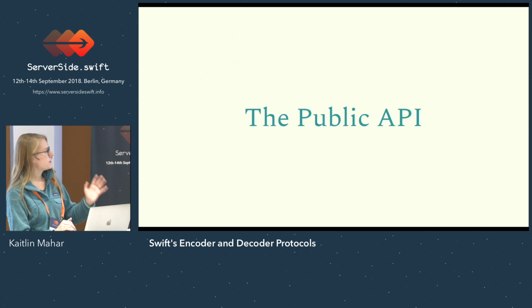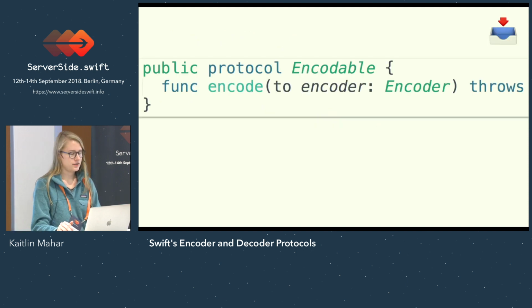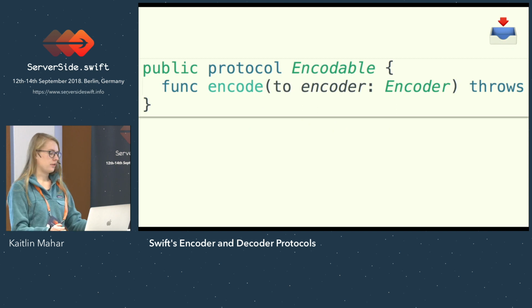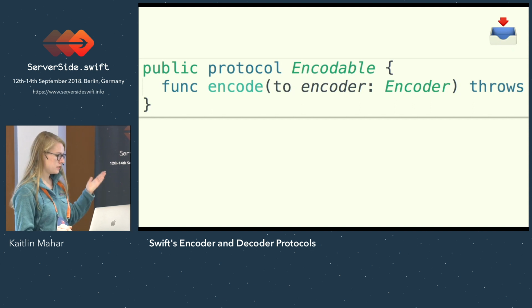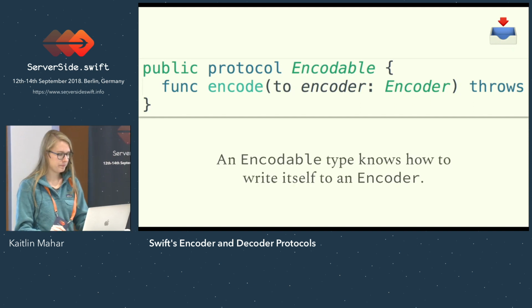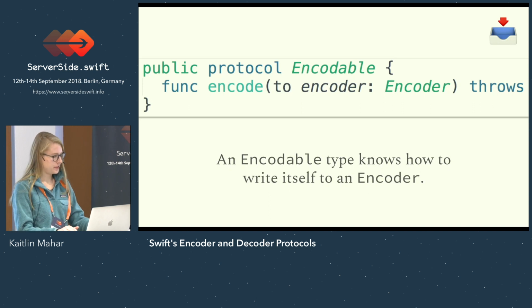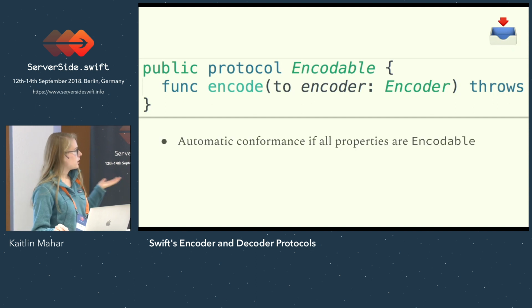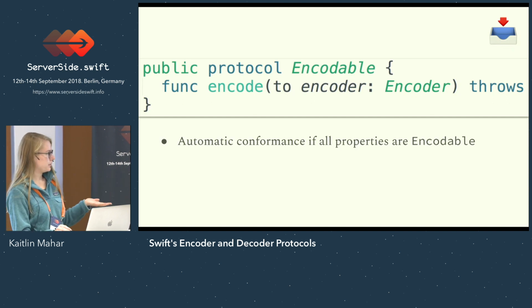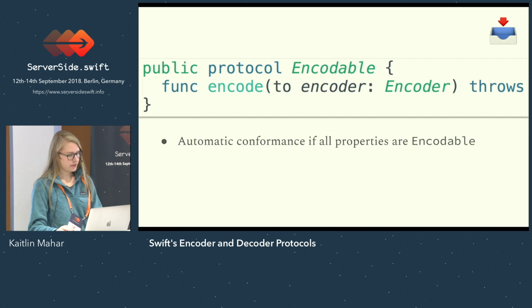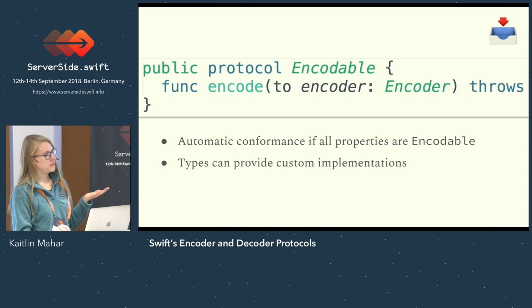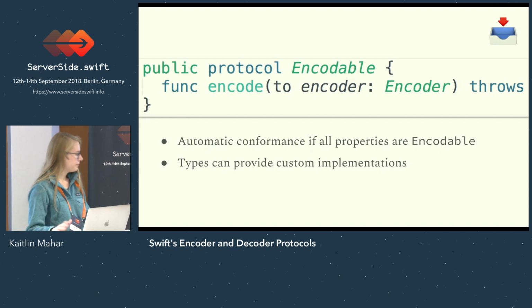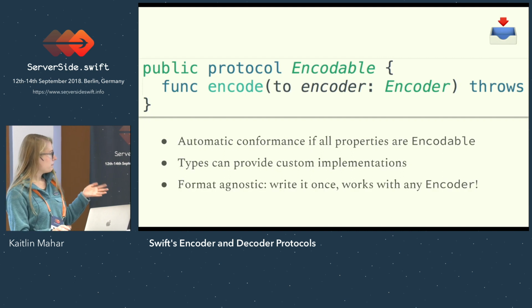OK, so let's dive into the public API. One key component of it is the protocol Encodable, which you've probably seen before. It has just one method that writes the value into an encoder. So an encodable type knows how to store itself in an encoder. Some important things to note about this protocol: you get automatic conformance if all your properties are encodable already, which is often the case. Types can provide custom implementations if they want, and in fact, they have to do so if their properties are not all encodable. And as I mentioned before, it's format agnostic.